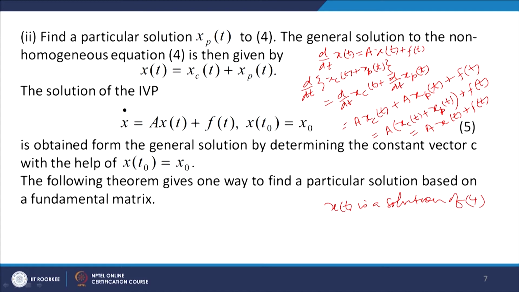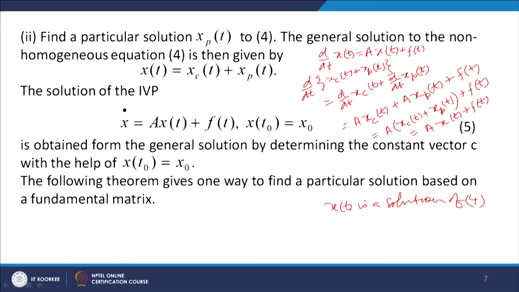Now, we know that x t equal to x c t plus x p t contains n constants in the solution x c t of the homogeneous system. So, this solution x t equal to x c t plus x p t contains arbitrary constants c 1, c 2, c n, and therefore, x t is a general solution of this non-homogeneous system dx by dt equal to a x t plus f t.